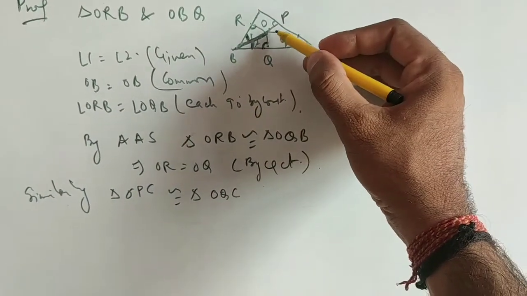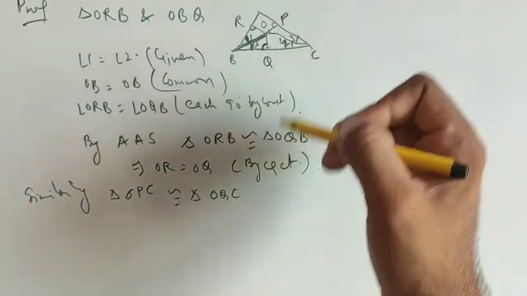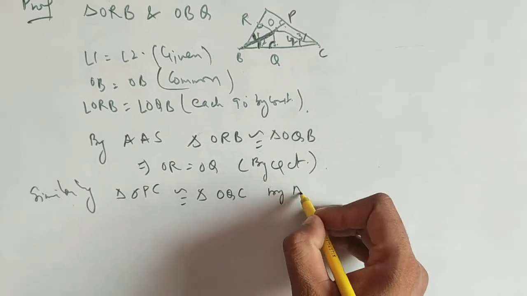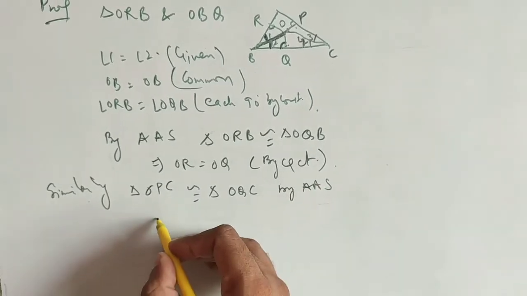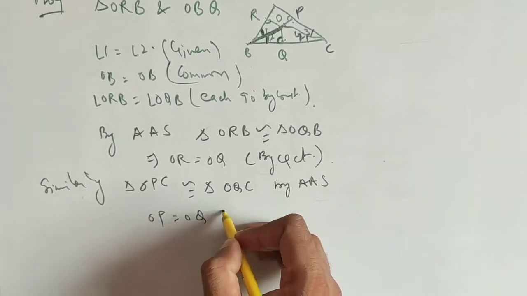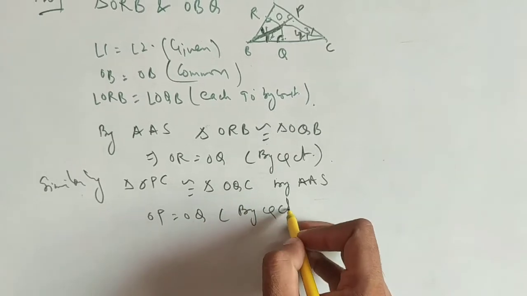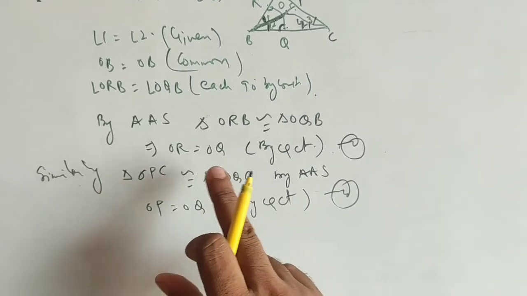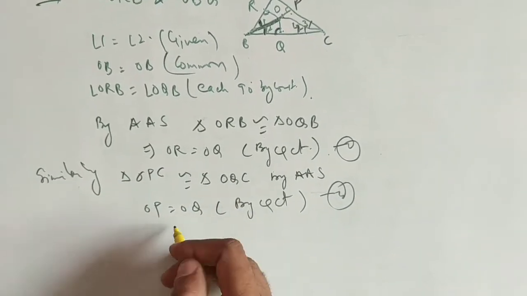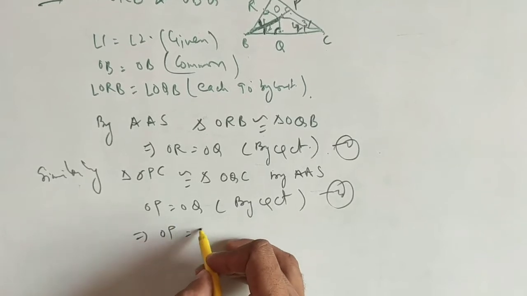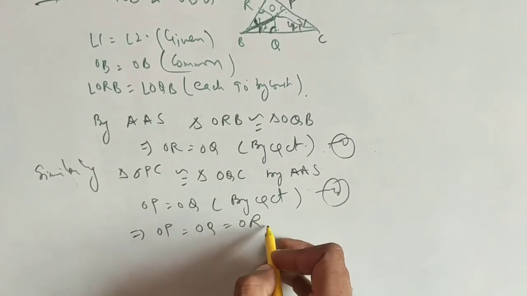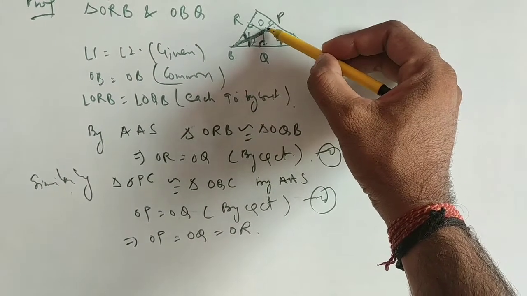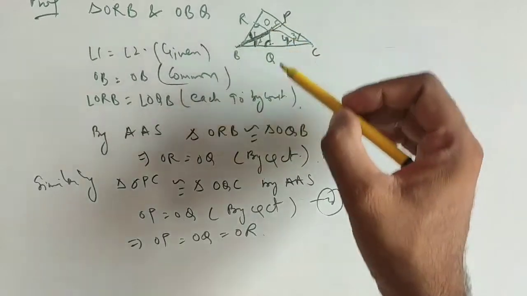Angle 3 equal to angle 4, this angle 90, this angle 90, OC will be common. So again you will get these two as common, these two as congruent by AAS again. So from this you will get OP is equal to OQ by CPCT. Now consider these two things. OR is equal to OQ and OQ is equal to OP. So therefore OP is equal to OQ is equal to OR. So OP, OQ and OR are equal.